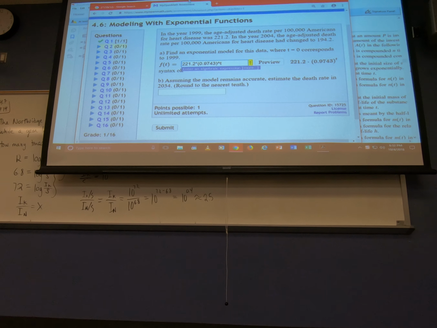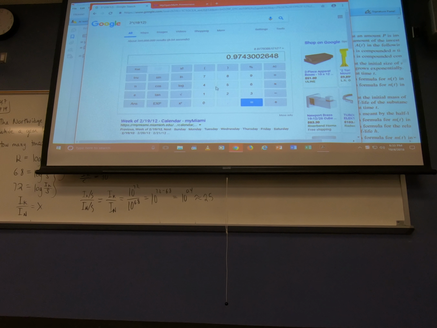So what is that? Well, 35. Okay, so we're going to go back to here and say, all right, raise this to the power. So this is our growth factor, right? So we're going to have 35 factors of 0.9743. So how do we get that? Well, we raise that to the 35th power. And that's going to be about 40% of our starting value, which is 221.2. And we get about 89 people.